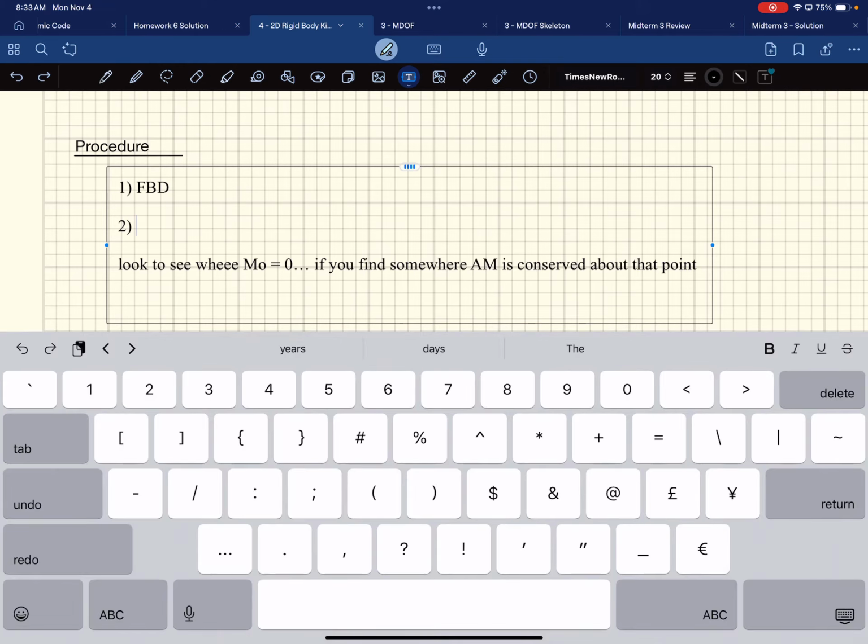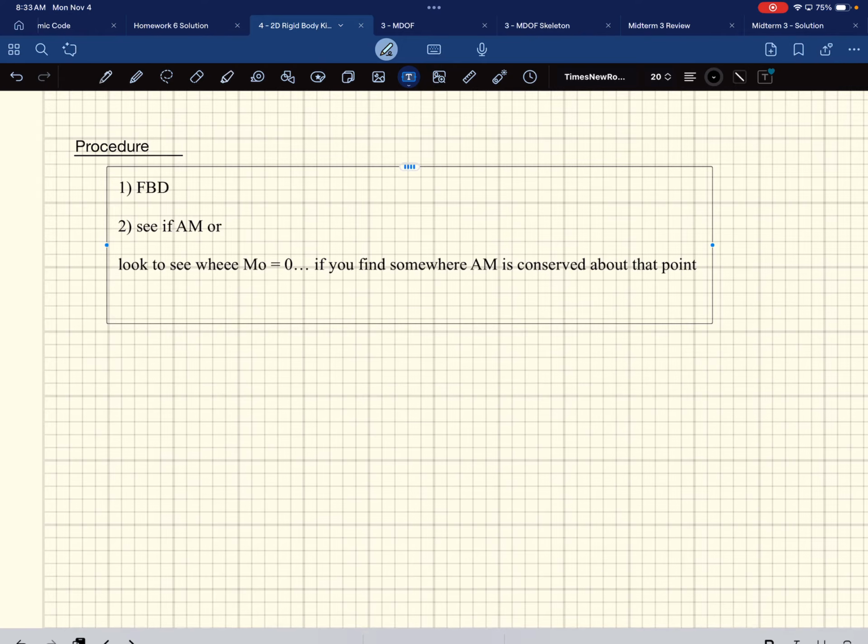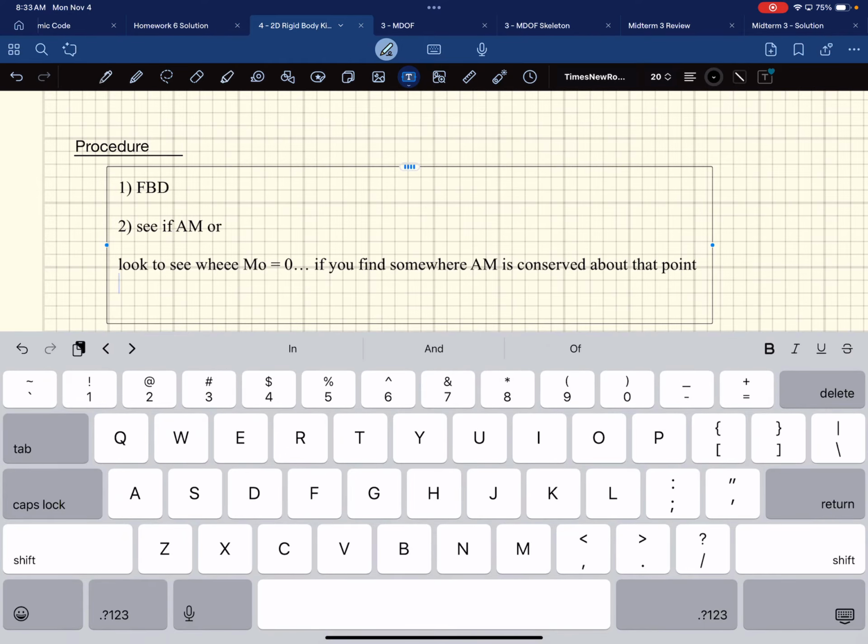Uh-oh. Yeah. What happened to my keyboard? Okay, I'm back to it.